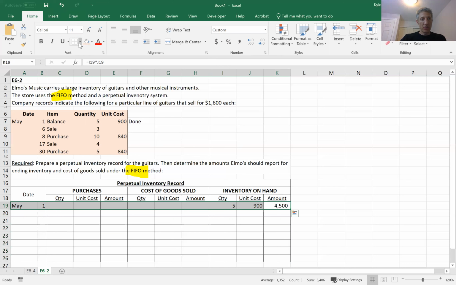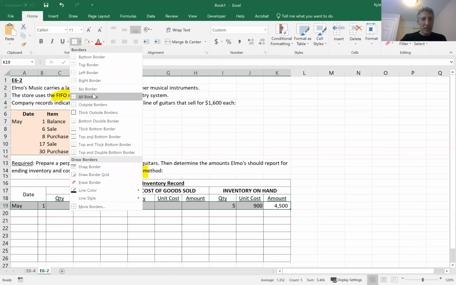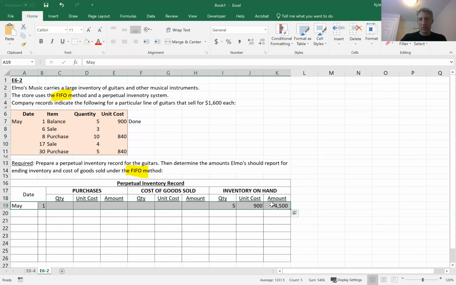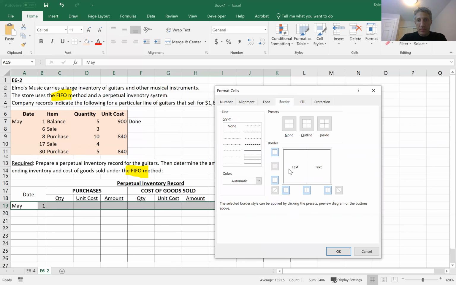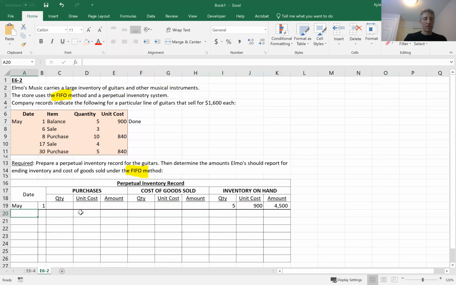To indicate a new day, I'm going to make this a little clearer for us. I'm going to put a thicker border along the bottom of these cells. Now it's May 6th, and on May 6th, we made a sale.